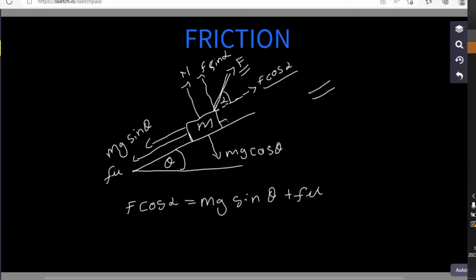Now let's equate the forces that are acting perpendicular to the plane that we're working with. We're going to have normal reaction. It's going up with what? With the force which is F sin alpha. It's equal to F cos alpha.